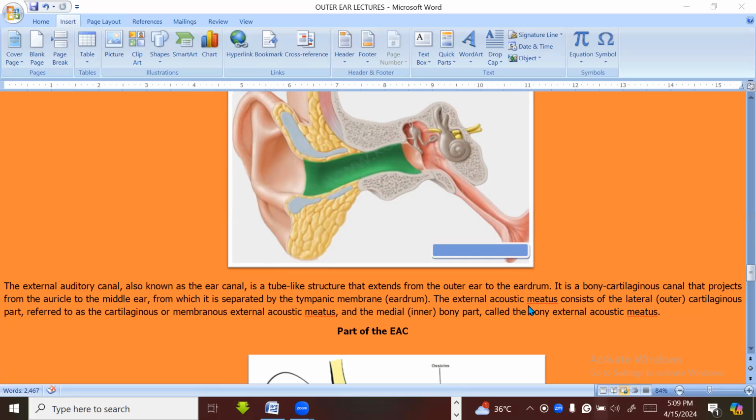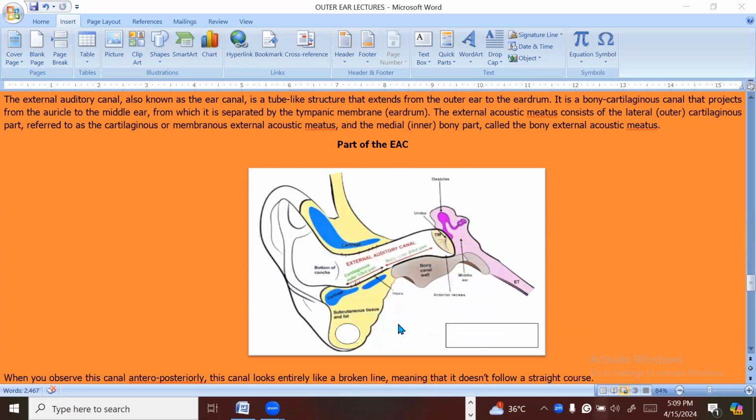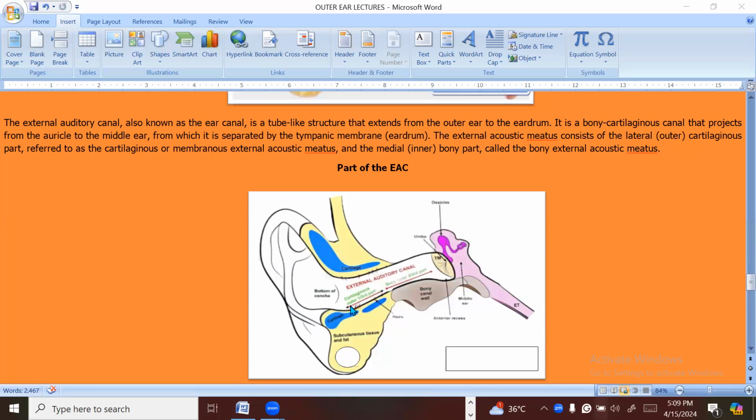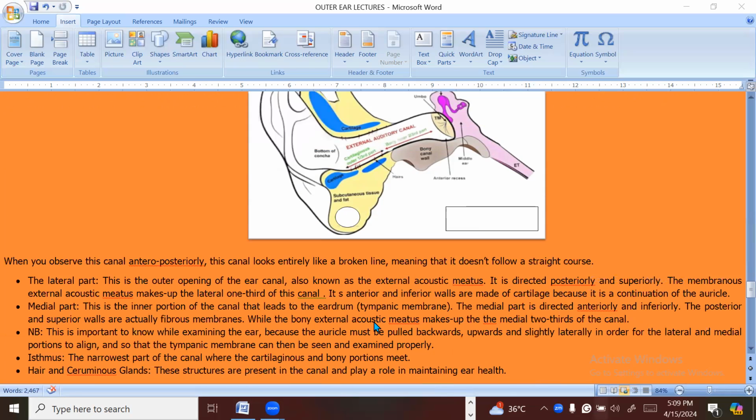So the external acoustic meatus consists of the lateral cartilaginous part, referred to as the cartilaginous or membranous external acoustic meatus, and the medial or inner part, called the bony external acoustic meatus. Look at it here. This is the membranous and cartilaginous part. This is the bony part.